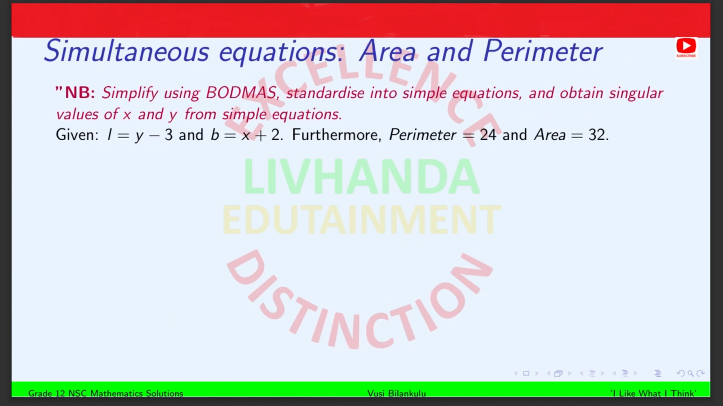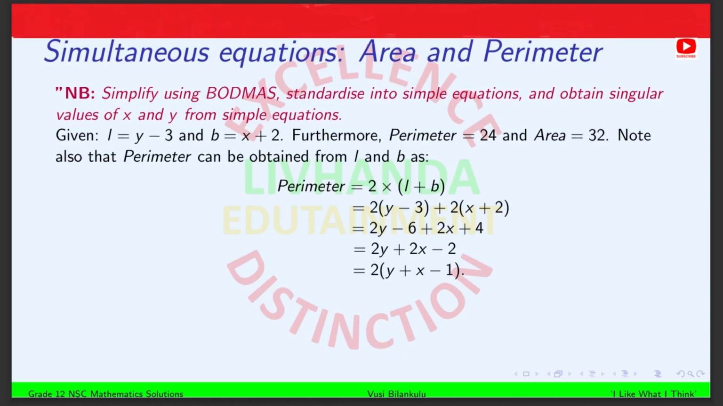Now, dealing with simultaneous equations involves singular values for two variables, x and y. In this case, two sides of a rectangle are given in terms of x and y for its length and breadth, respectively. Furthermore, given is its perimeter equal to 24 and area equal to 32. To solve for both x and y, initial steps simplify the perimeter in terms of x and y.